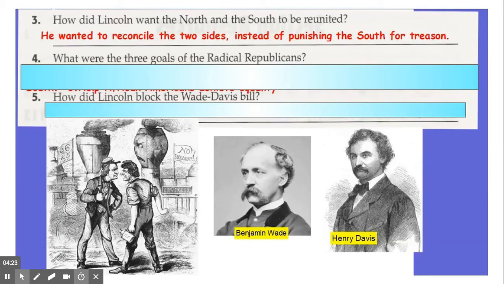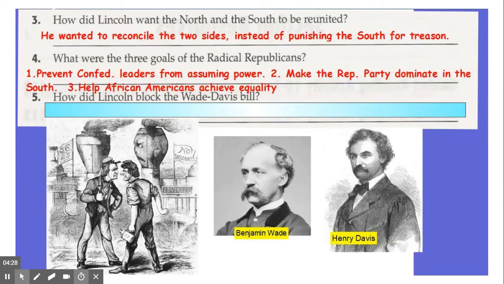So, what were the three goals of our radical Republicans? Our radical Republicans wanted to prevent Confederate leaders from assuming power. They wanted to make the Republican Party dominant in the South. And they also wanted to help African Americans achieve equality. All of these are really great ideas, but they're a little harder to do. You've got to change the hearts of people. A lot of people in the North were under the assumption that Confederate leaders could eventually get back into power and stir up trouble.